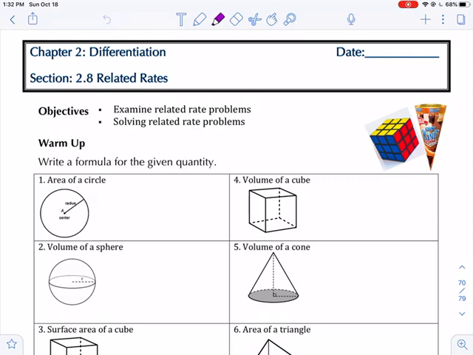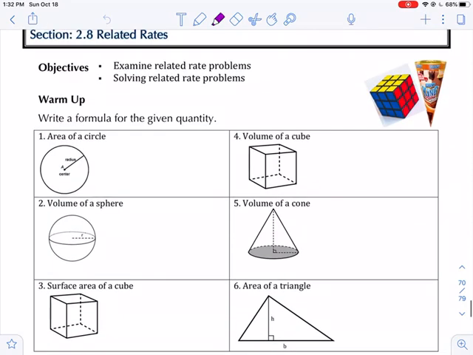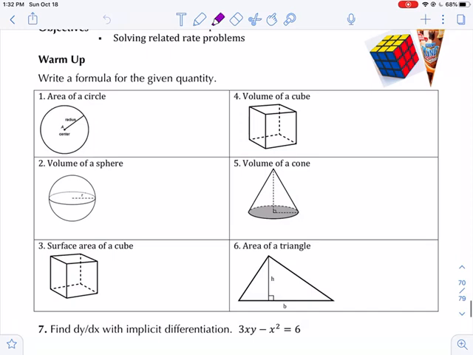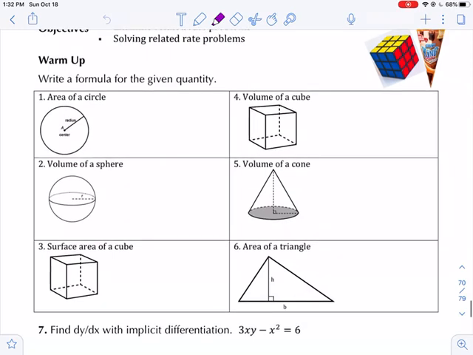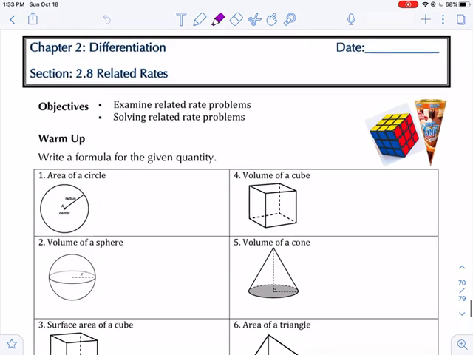So what I'm going to have you do is complete the warm-up, and the warm-up is 1 through 7, where you're going to be writing a formula for the given quantity, and then you're going to be finding a derivative with implicit differentiation, the topic you just finished in 2.7. So pause your video, complete the warm-up, and then start it back up, and then review your answers.